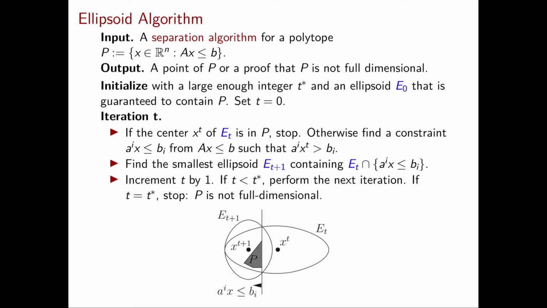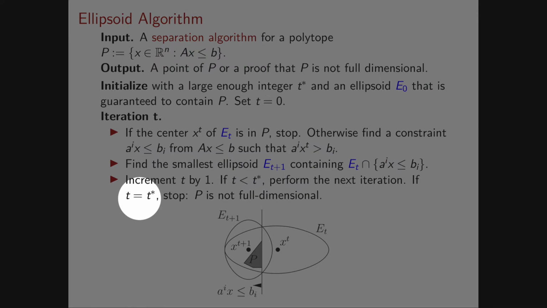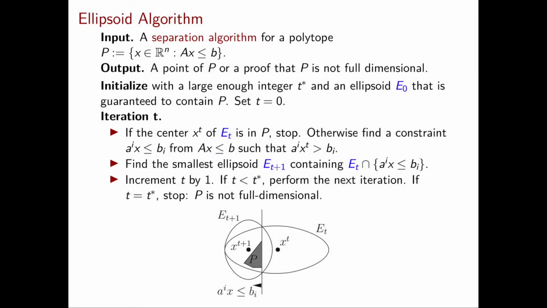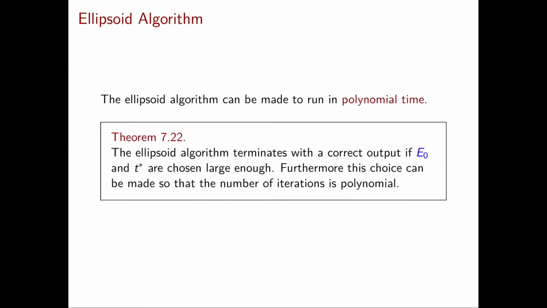So almost all this algorithm is extremely clear. In a sense, it's always clear why it works, except for the very last line. What is definitely unclear at this point is why, when t is equal to t star, we can actually argue that P is not full dimensional. And we will discuss this in a bit. But first, let's state the main theorem regarding the ellipsoid algorithm.